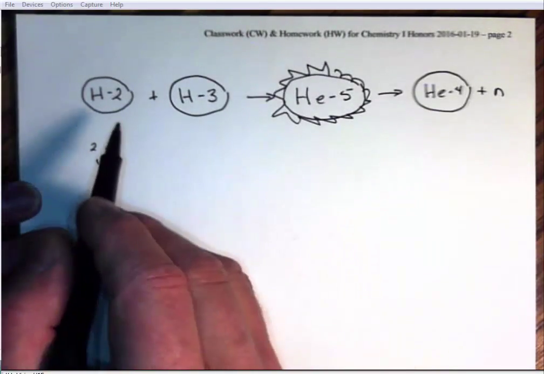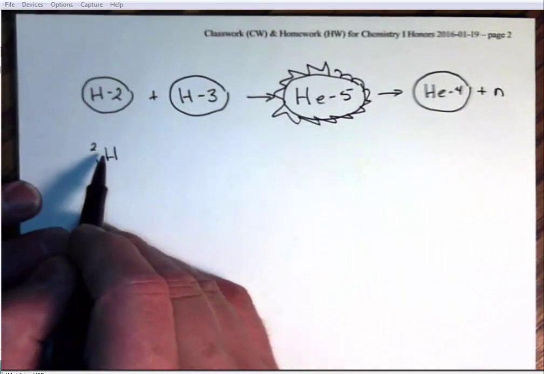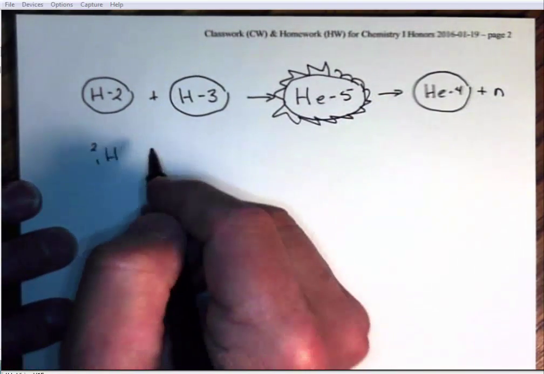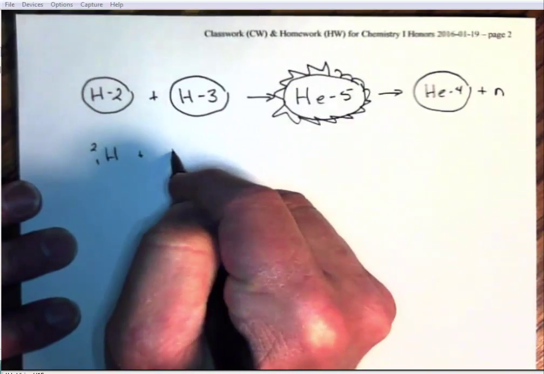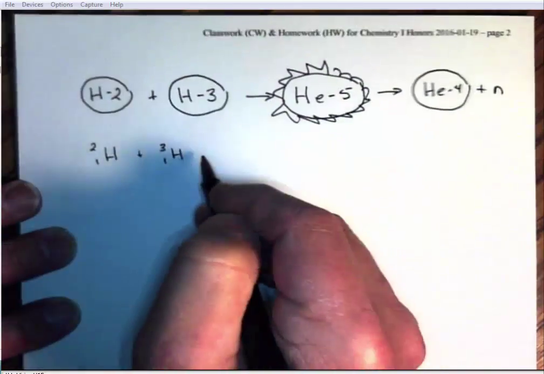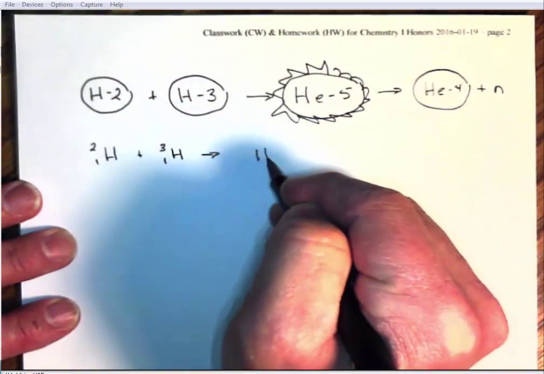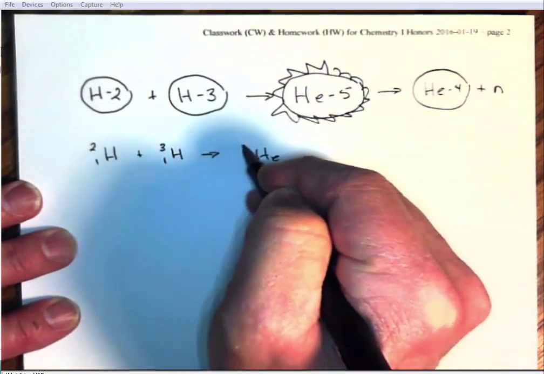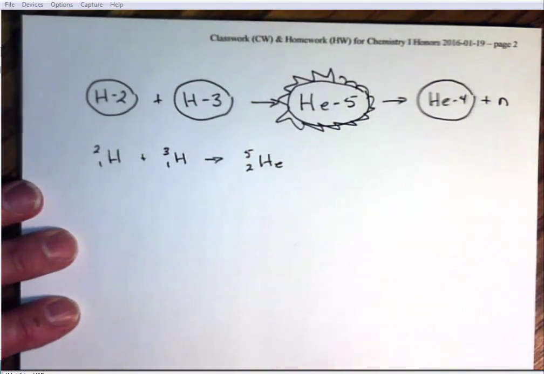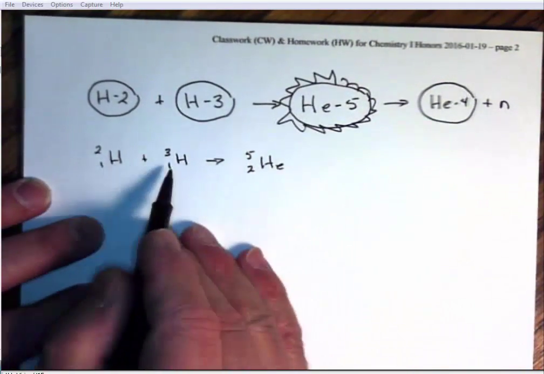Okay, so atomic mass of 2 for this hydrogen, an atomic number of 1 because all hydrogens have 1 proton. We're putting it together with another hydrogen. This is tritium with a mass of 3, an atomic number of 1. We put it together, we get helium that temporarily at least has a mass of 5 and atomic number of 2 because all heliums have 2 protons.